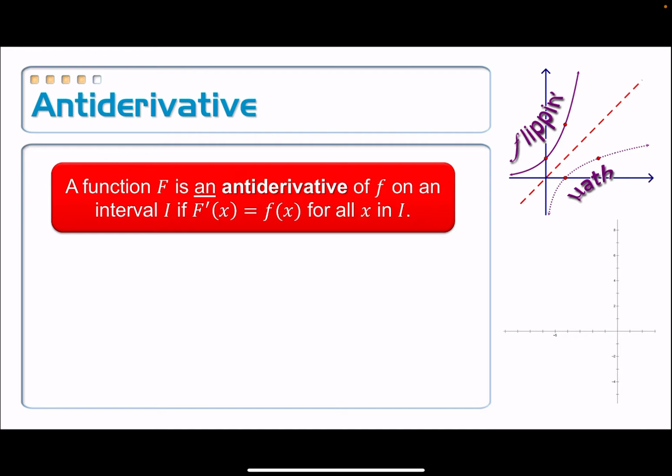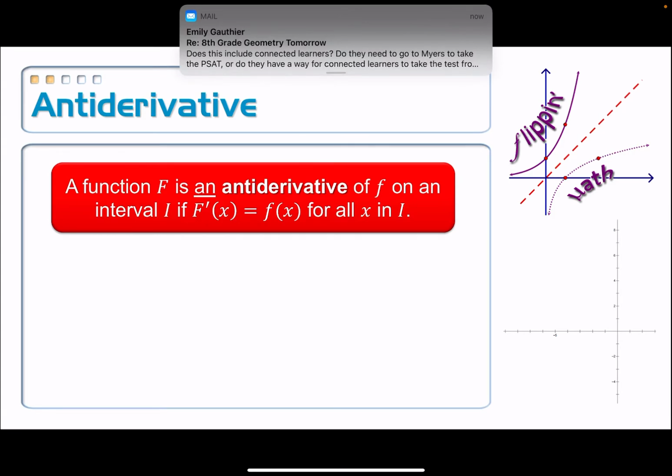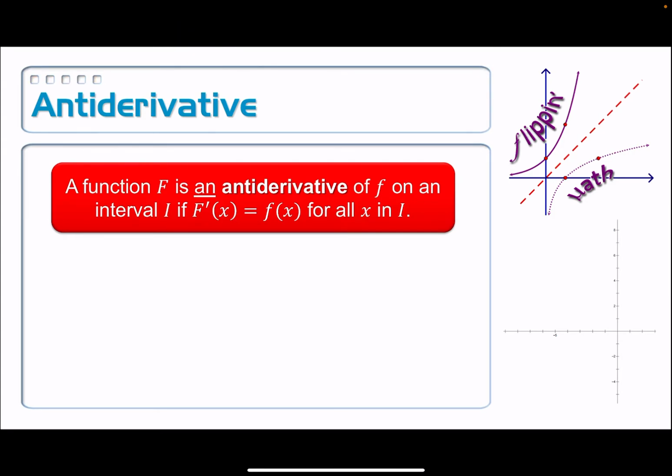And remember that this interval I could be whatever interval that function is defined on. It could be from negative infinity to infinity. It could be from, let's say, positive 1 to positive, I don't know, 13 or whatever, either including those endpoints or not including those endpoints.